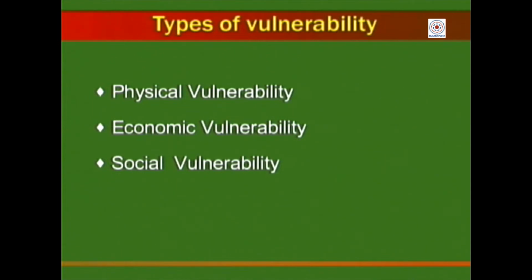Economic vulnerability might be in cities like Bombay or Delhi, which are commercial capitals where a lot of economic activities take place. If a disaster takes place, there is a huge loss of economy in those areas. Social vulnerability: if a disaster occurs, all the threads of society are disturbed, and because of that our whole social system is going to change or be disturbed. So these are the three types of vulnerability that we have discussed.